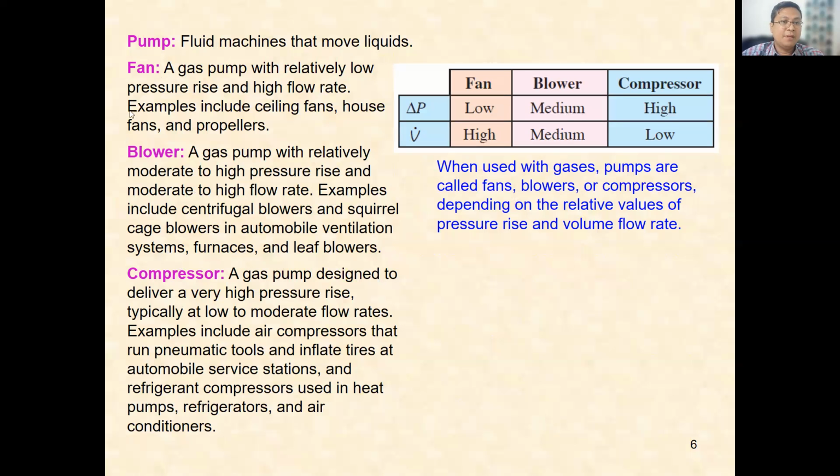So between them is pressure. The fan is lower compared to the others, and the blower is a medium. You can see in the table the comparison between the fan, blower, and compressor. The pressure becomes higher from the fan to the compressor, and the volume rate is different.